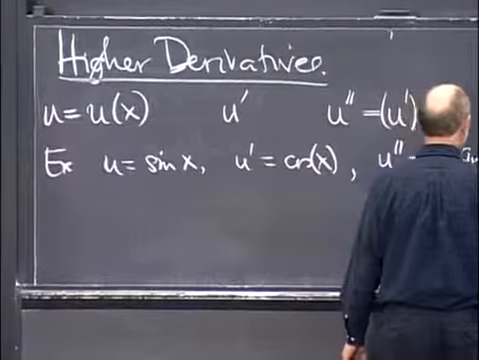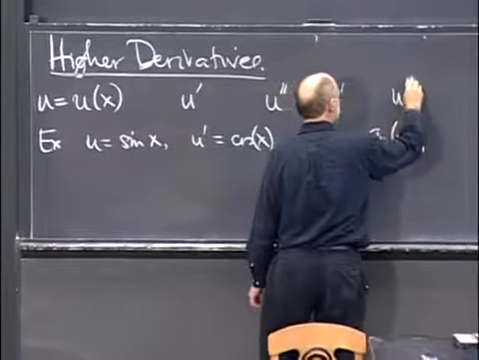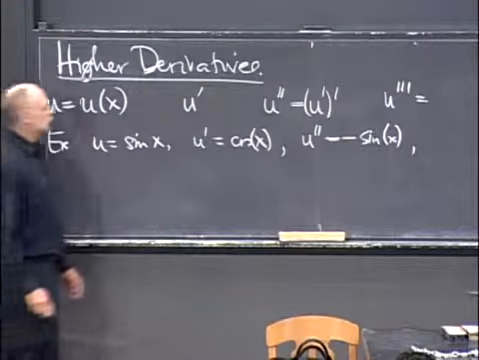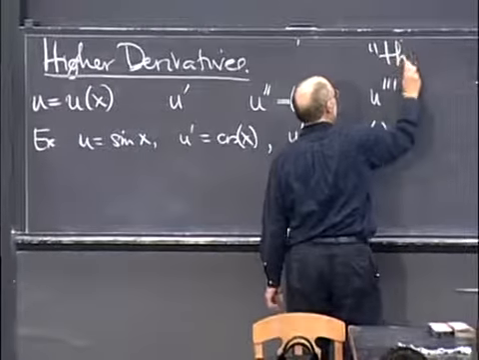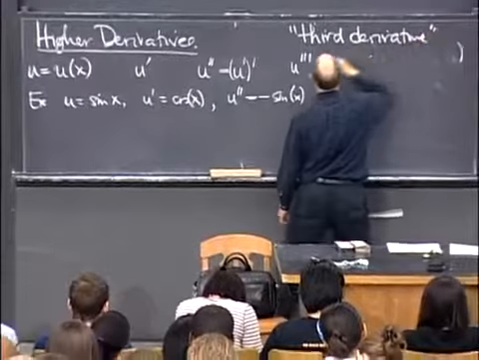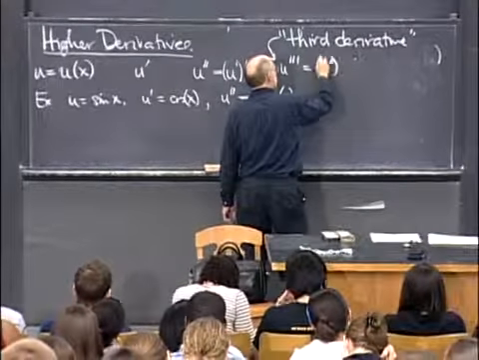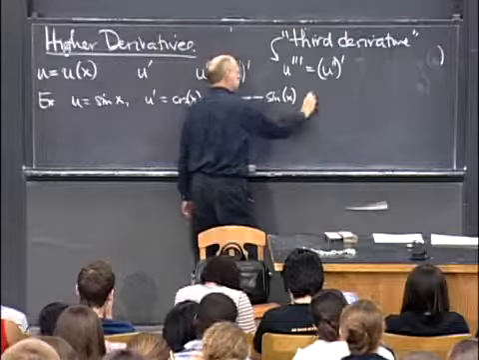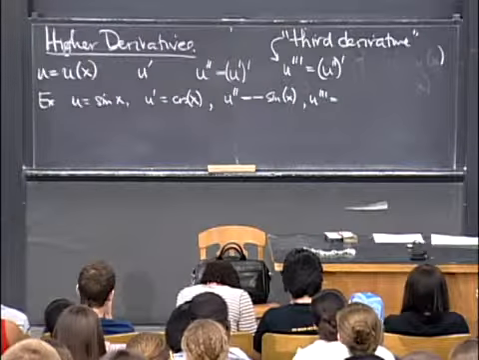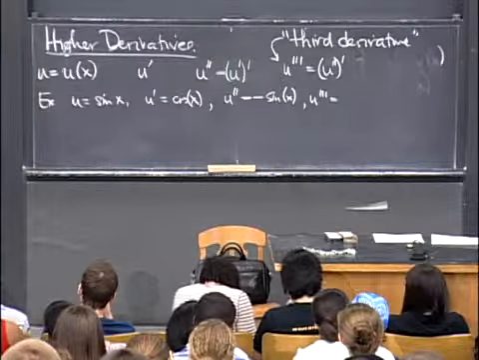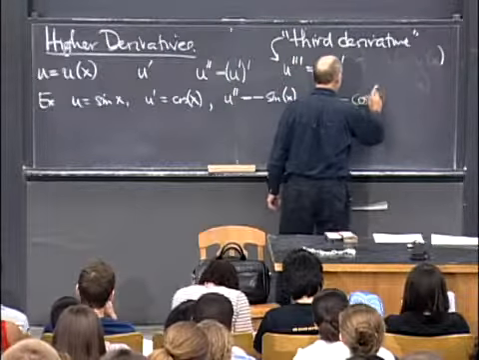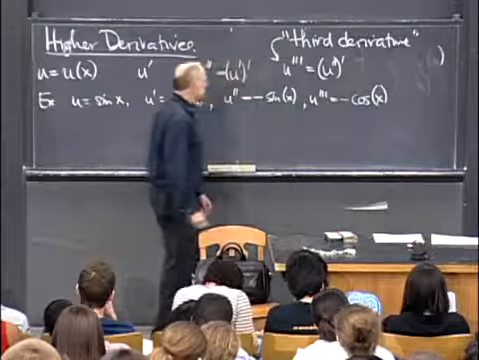Let me go on. What do you suppose u prime prime prime means? I guess it's the derivative of u prime prime. It's called the third derivative. And u prime prime is called the second derivative. It's u prime prime differentiated again. So to compute u prime prime prime in this example, what do I do? I differentiate that again. There's a constant factor, minus 1, that comes out. The derivative of sine is what? Okay, so u prime prime prime is minus the cosine of x.